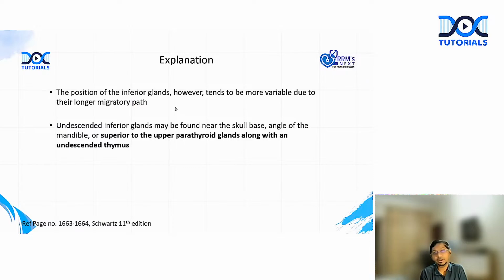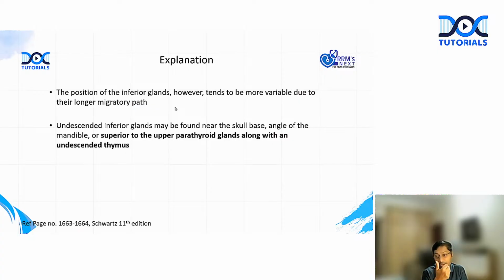Now remember, the parathyroid glands, the inferior parathyroid glands especially, have a longer migratory path. So the incidence of ectopia is more common with the inferior parathyroid glands. Now remember, the inferior parathyroid glands are going to come from higher up. So they are going to come from the third pharyngeal pouch, vis-a-vis the superior parathyroid glands, which are going to come from the fourth pharyngeal pouch.